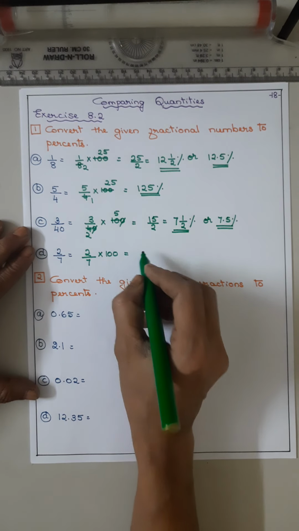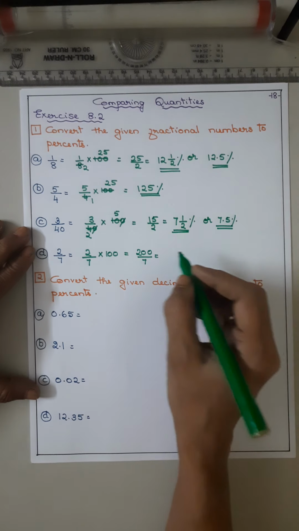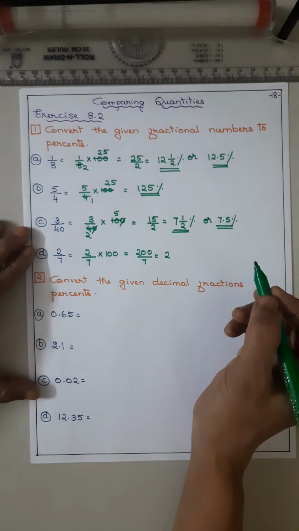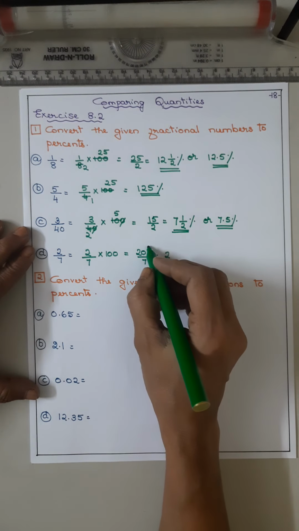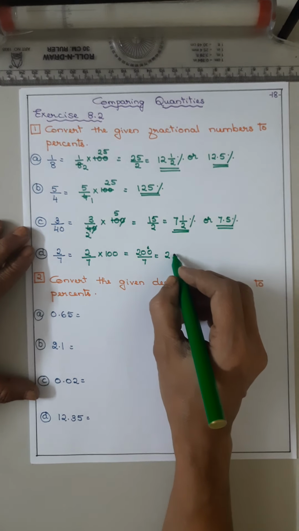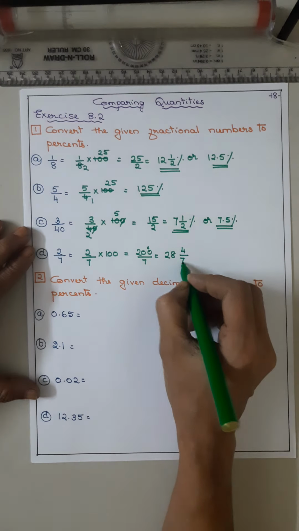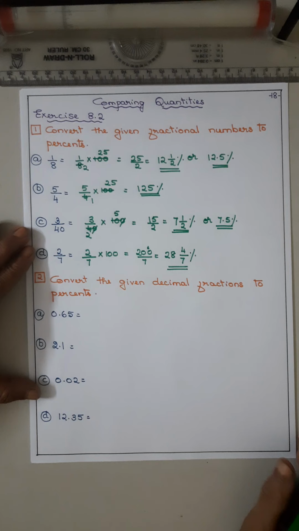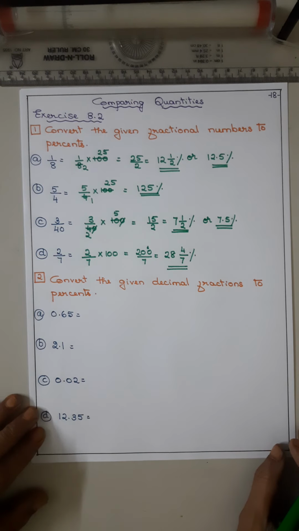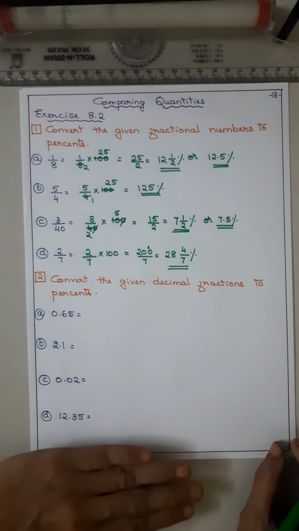Now coming to the next question, 2/7 into 100. There is no cutting, so it will be 200/7. 7 how much are? 7 2s are 14, so 6 remains. So 7 8s are 56. Now 4 remains. The denominator is 7. 28 4/7%. Clear?